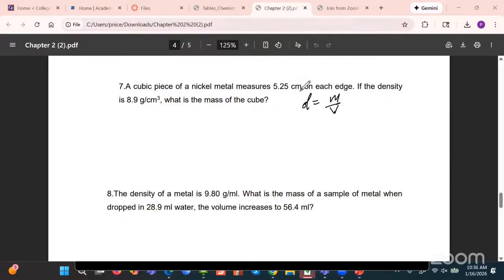So this question is asking for the mass. It gives you some information. It gives you the density of the metal, and it says that it's a cubic piece of metal, and it gives you the length of each edge, right? Now, if the question is asking for the mass, we have to rearrange this equation here. So that means that this rearrange will give you mass is equal to the density multiplied by the volume. So we're given the density already. The question is, at this stage, what is the volume?